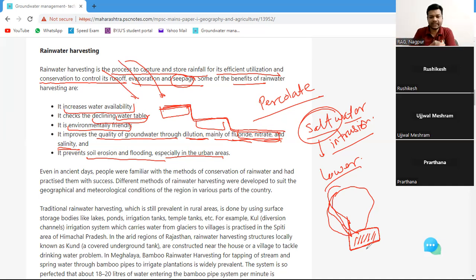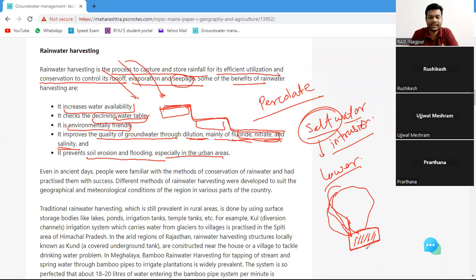This is one of the rainwater harvesting techniques that people in historic times used. So rainwater harvesting is not a new technique, and it is not something we have invented. It is a technique which is traditionally known and traditionally been used.